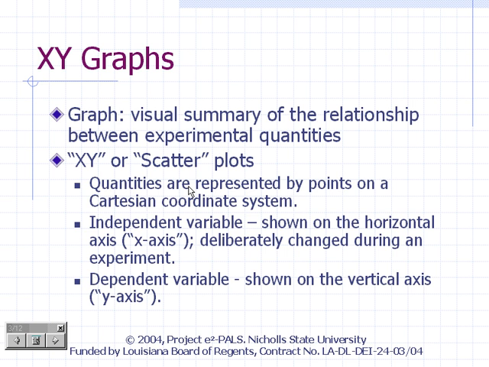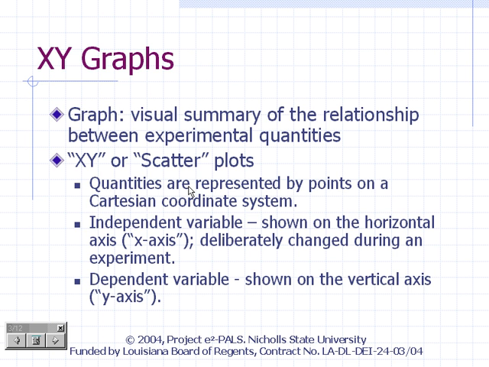A graph is a visual summary of the relationship between two or more quantities. The most common type of graph used in physical sciences is called XY or scatter plots. On these plots, experimental quantities are represented by points on a Cartesian coordinate system.